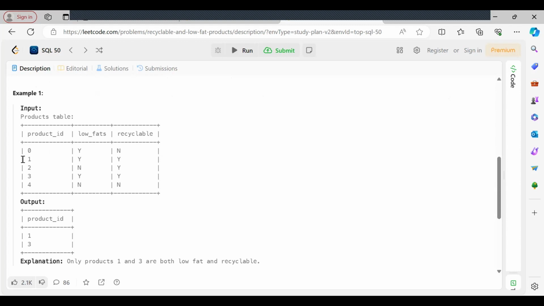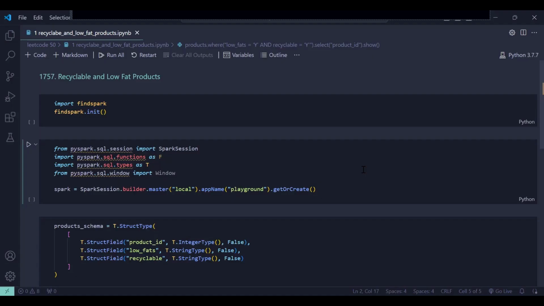Record number 1 qualifies for this, and record number 3 also qualifies because it is Y for low fats and Y for recyclable. And we have to return the product ID. Now let's go into our PySpark notebook and check how to do this.